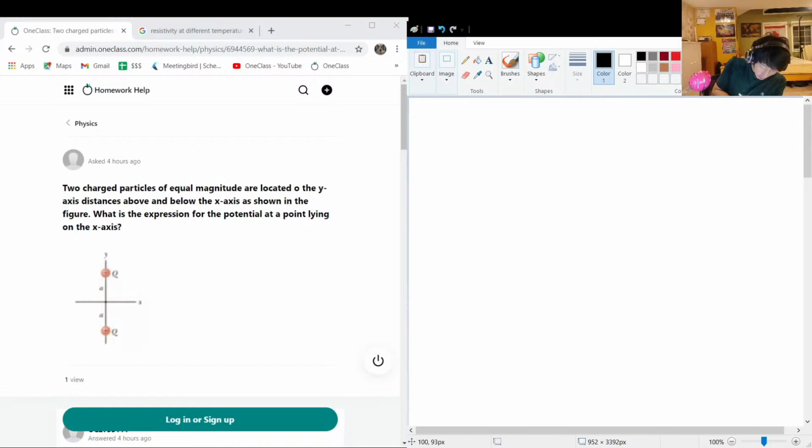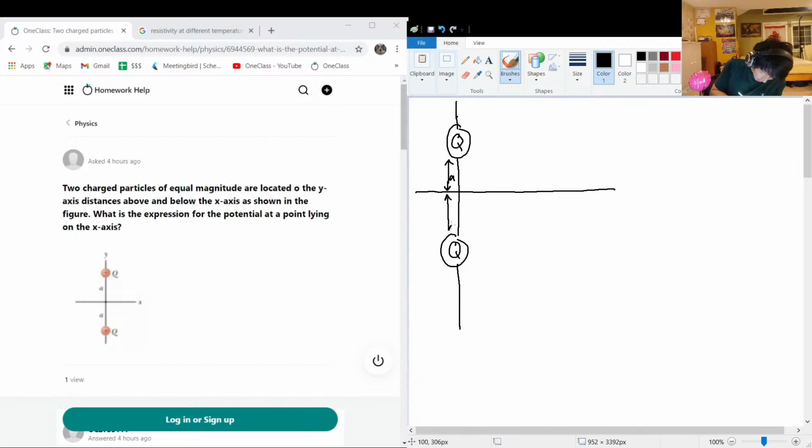Okay, so I'll redraw it to make it a little more clear. Suppose we have Q. And here we have our x-axis. Here we have A. Here we have an equal distance A. And this is our y-axis. And here we have our x-axis. So suppose that we're here, at X. Find potential. Find electric potential, to be more specific.